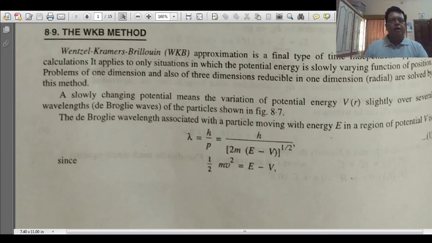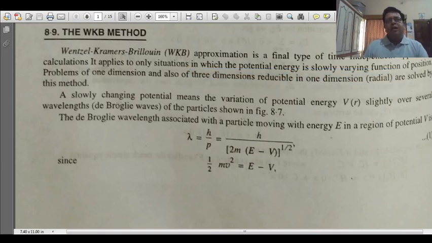By using the WKB method, we can solve one-dimensional problems and also three-dimensional problems which are reducible to one dimension, that is, the radial part. Okay.